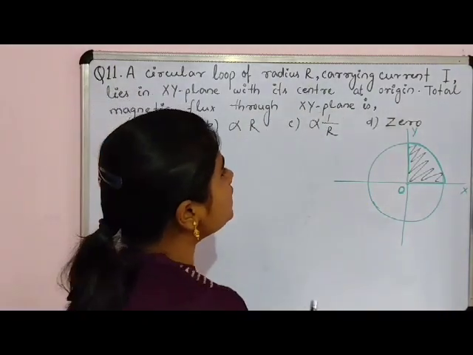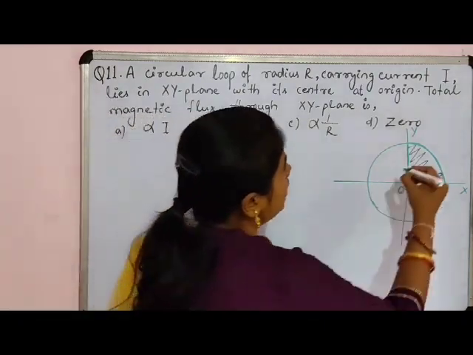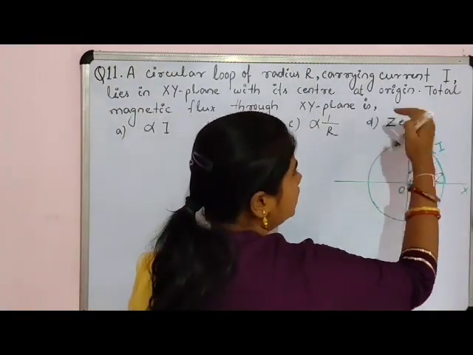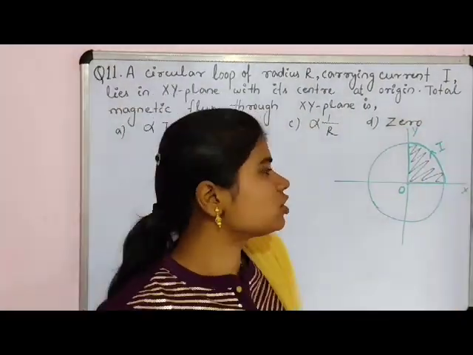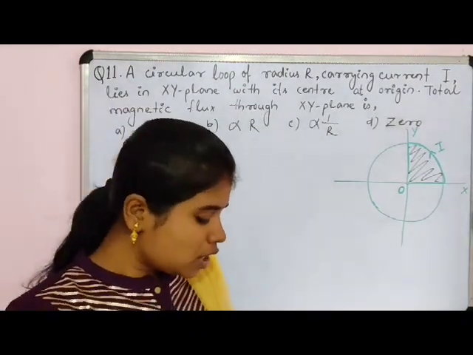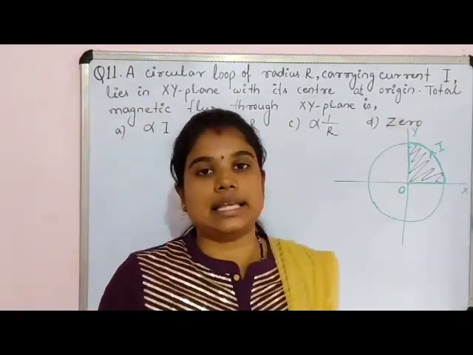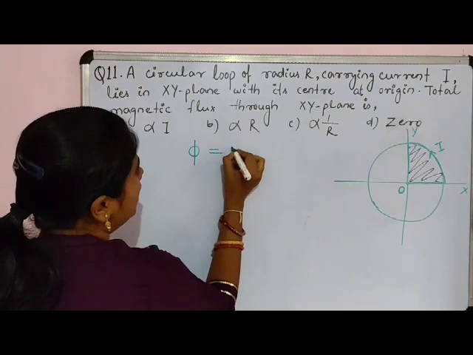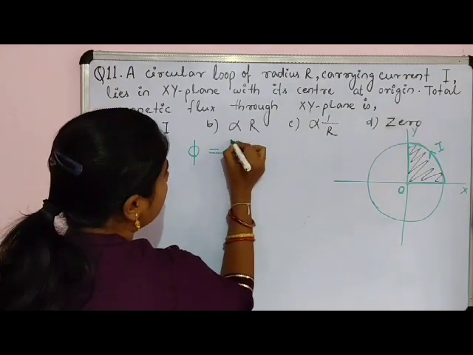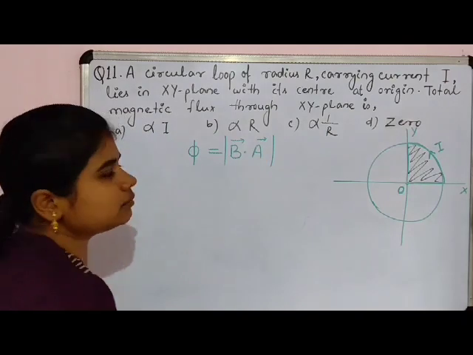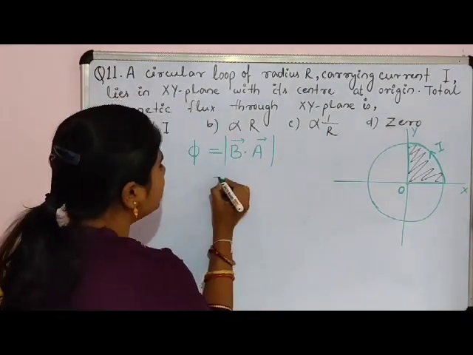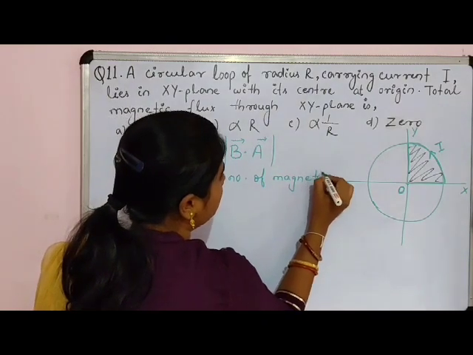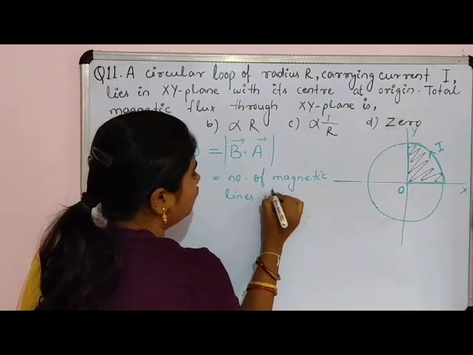Now, it is given that the current passing through the circular loop is I. You can take it in either direction, in this direction or in this direction. In whichever direction you take the current, that doesn't matter actually. We need to find out the magnetic lines, because we know that the magnetic flux is given by the dot product of the magnetic field vector and the area vector. Right? So basically, theoretically we can say it is the number of magnetic lines of force crossing per unit area. That gives us the idea of magnetic flux.